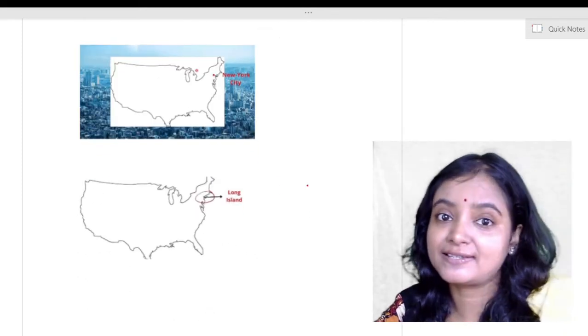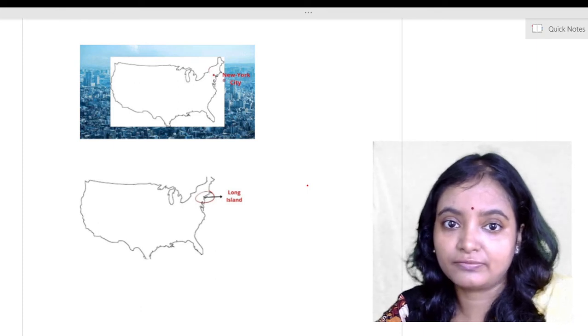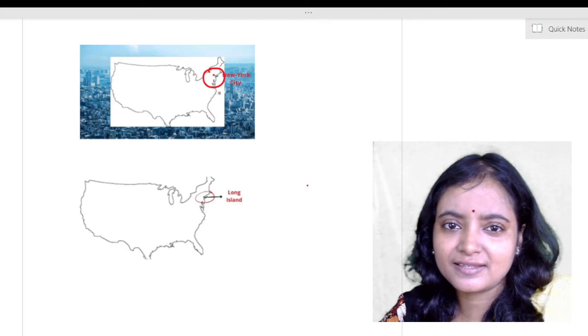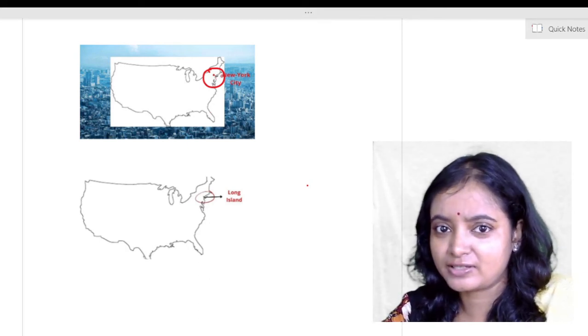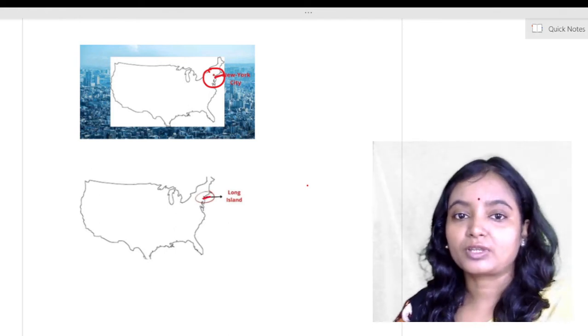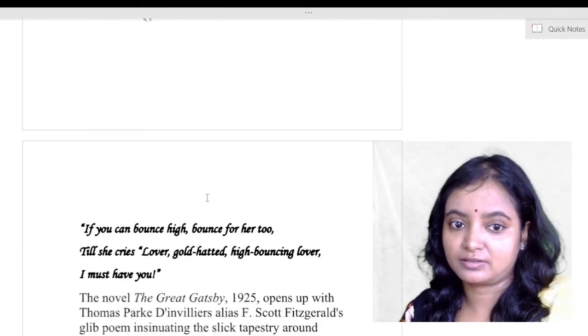New York City is just in the southeastern part of the USA. Find it? And Long Island is just this narrow strip. You can find it is too narrow. Just look at this point. This is Long Island. So in this setting the novel is going to take place.